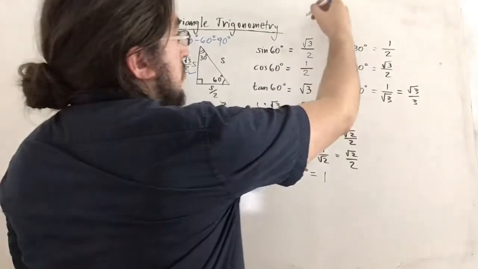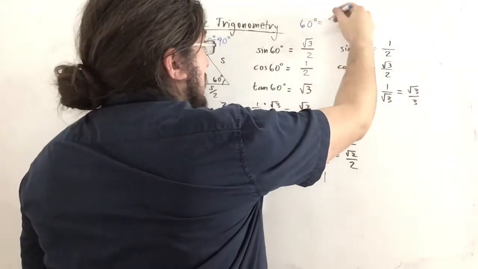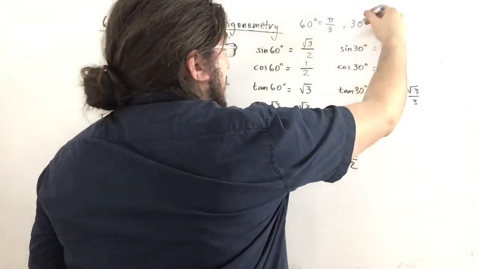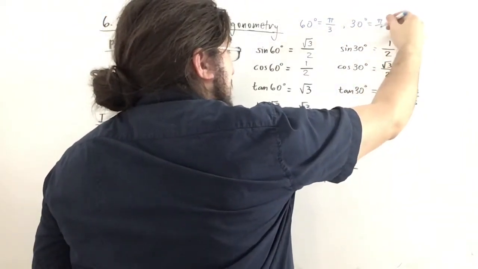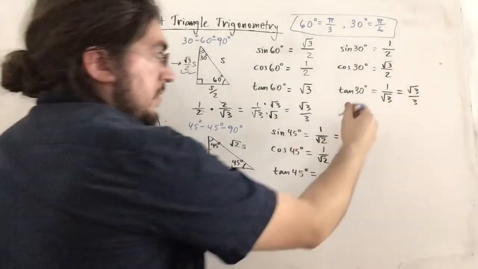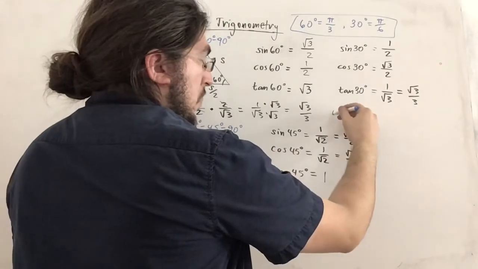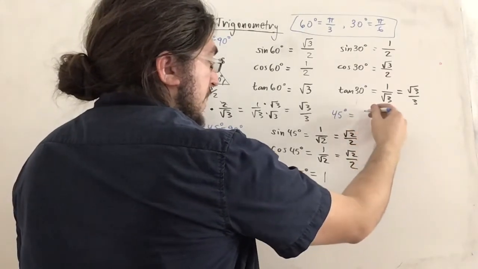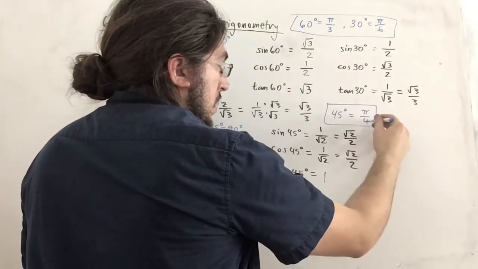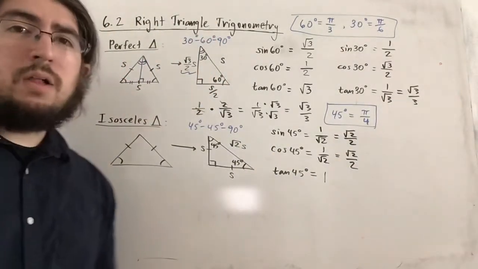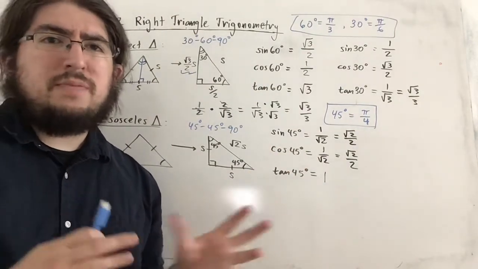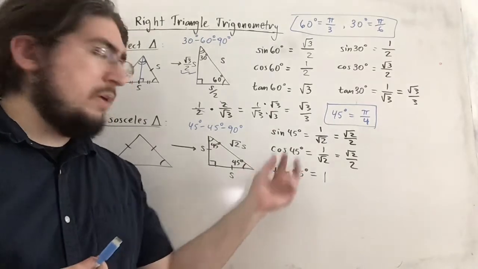Now, one thing I want to say before moving on is that, remember that 60 degrees is equal to pi over 3 radians. 30 degrees is equal to pi over 6 radians. So keep that in mind. Also here, for this particular set, 45 degrees is equal to how many radians? Pi over 4 radians. So keep that in mind. So we'll often be using radians here.